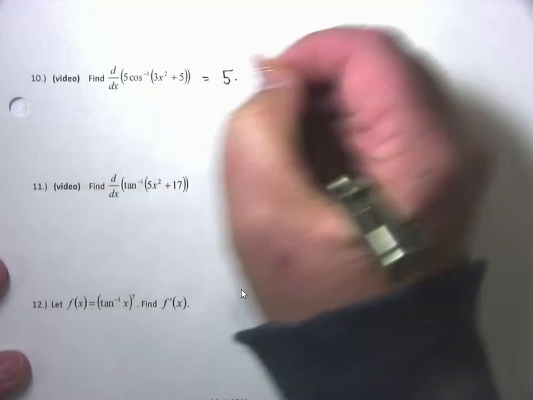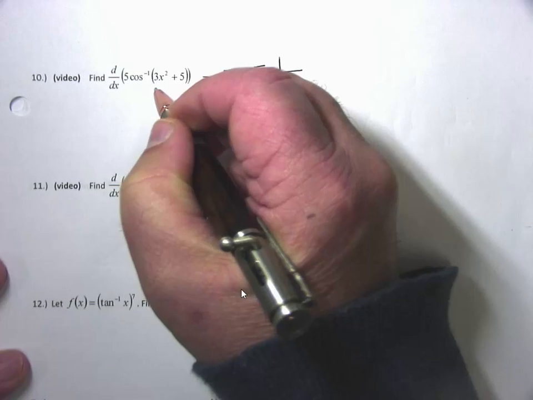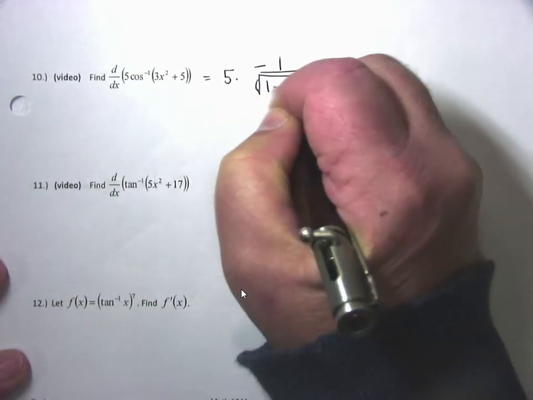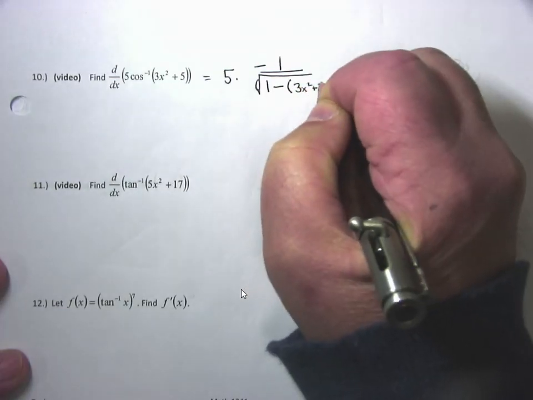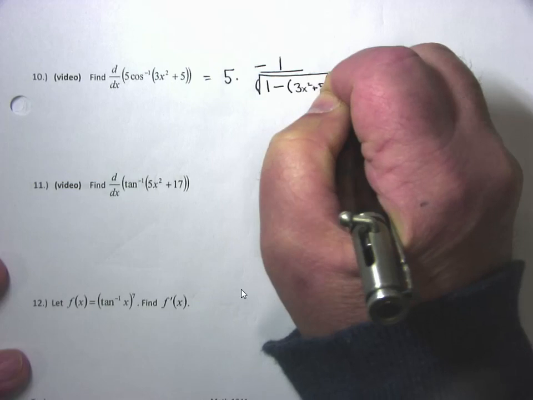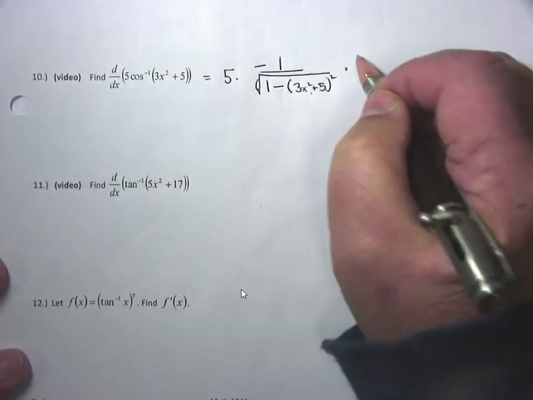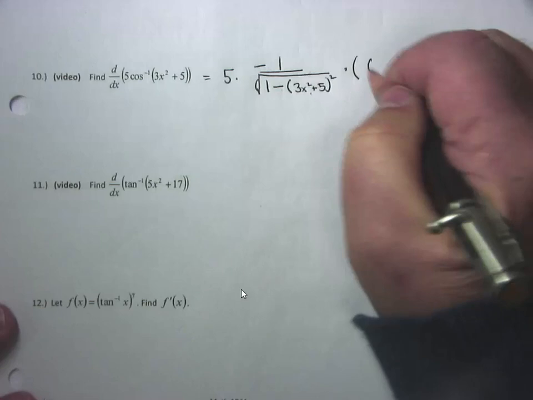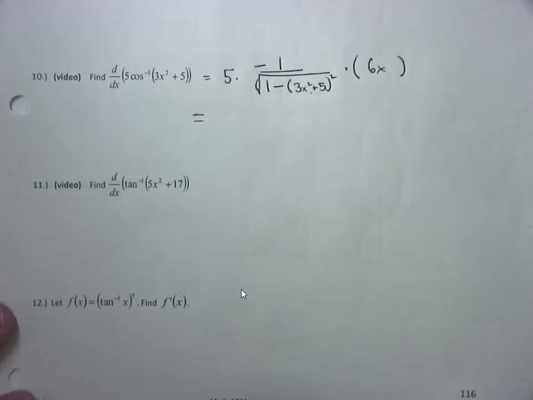Derivative of cosine inverse, being a cofunction, is going to be negative 1 over, this is the chain rule version of it, of the square root of 1 minus the function 3x squared plus 5, quantity squared, negative 1 over the square root of 1 minus the function squared times the derivative of the inside. What's the derivative of 3x squared plus 5? 6x.